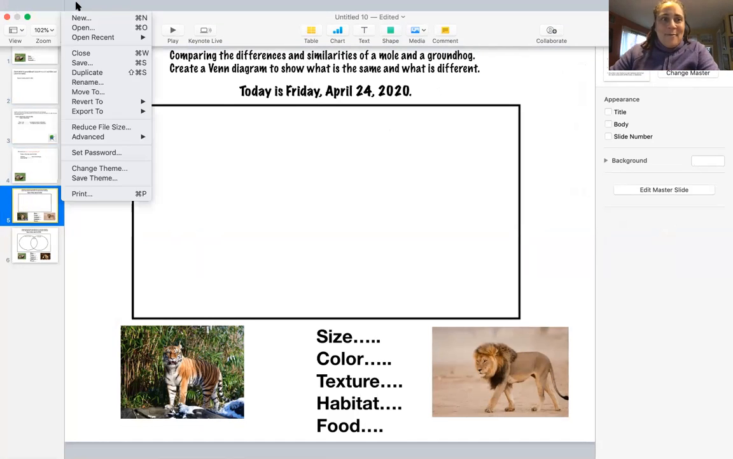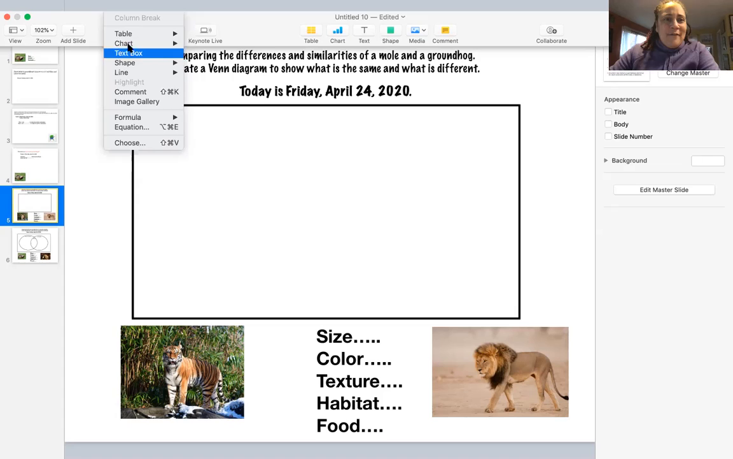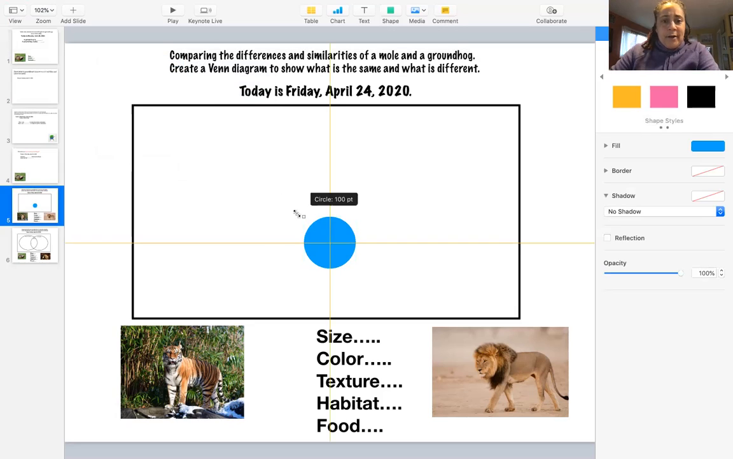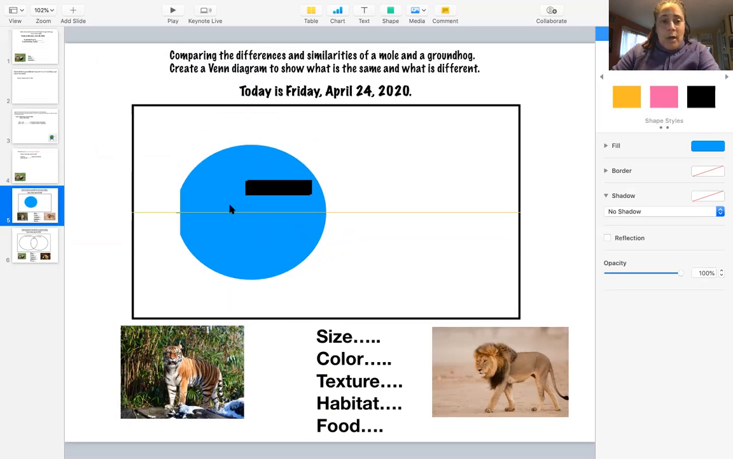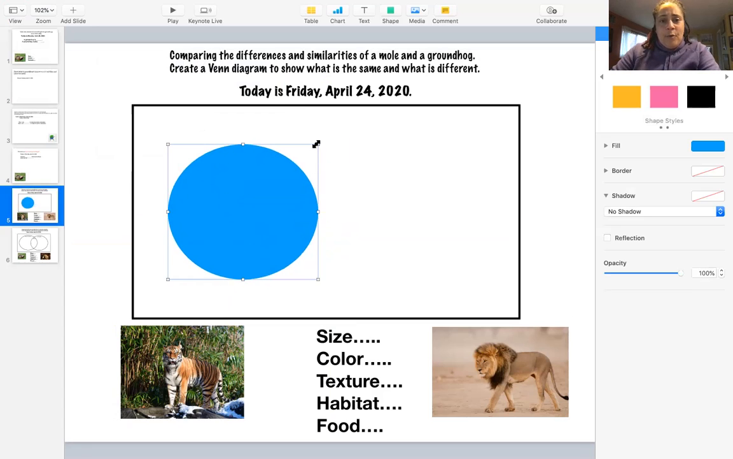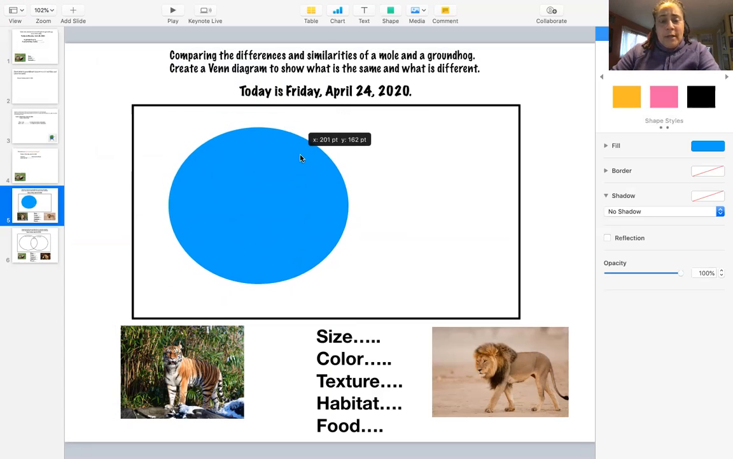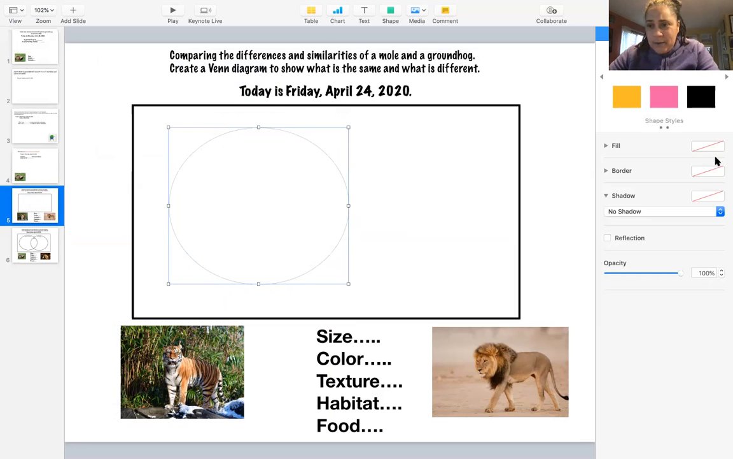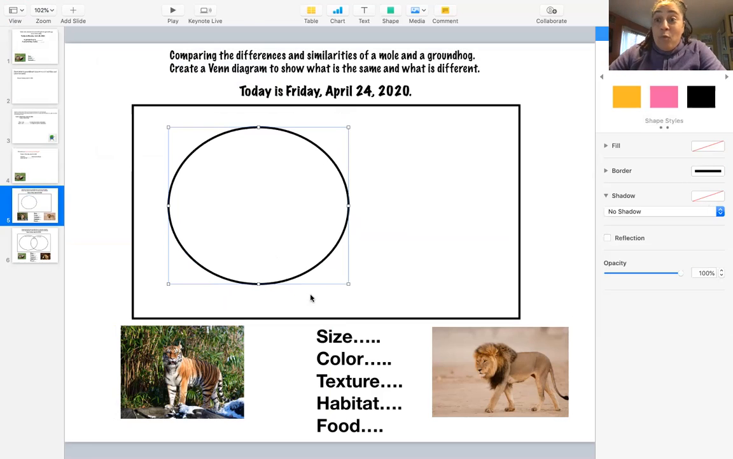Well, let's make one, okay? The very first thing we're going to do is make a circle. I am inserting a circle here. Now my circle is blue, but I'm going to change it so that it will match your circle. I want to make my circle white so it looks just like your circle, and so we can see the edges of it. So I have one big circle on the screen, and you need one big circle on your paper.